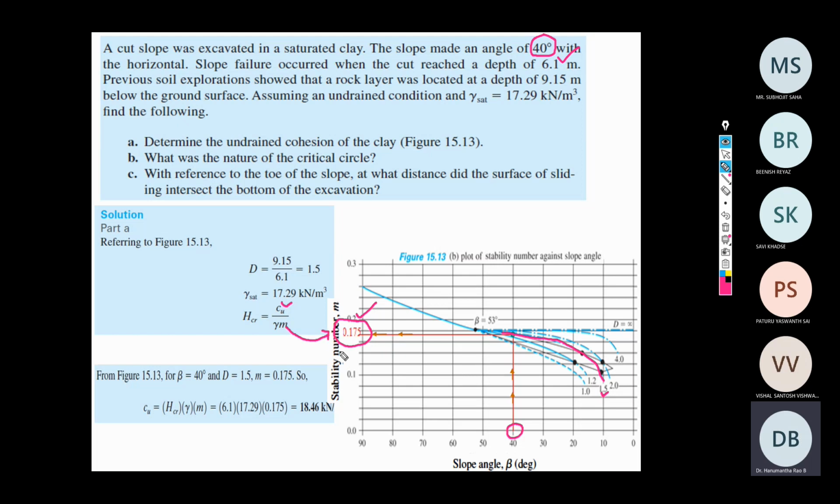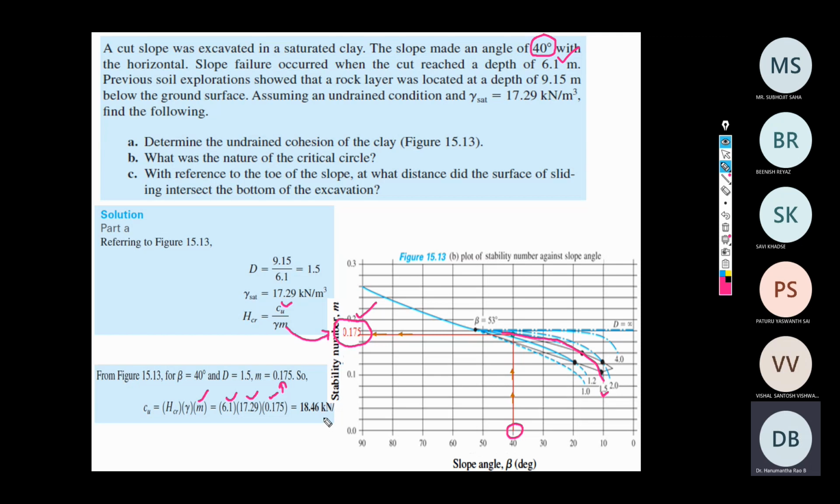So I now know all the parameters. So Cu is equal to H critical into gamma into M. H critical is 6.1 meter, that is already given. Gamma is 17.29, already given in the sum, and stability number M is 0.175, that we have determined based on the given slope angle beta 40 and D of 1.5. So Cu is equal to 18.46 kilonewton per square meter. So the minimum desirable undrained cohesion value for the slope to be stable is 18.46.